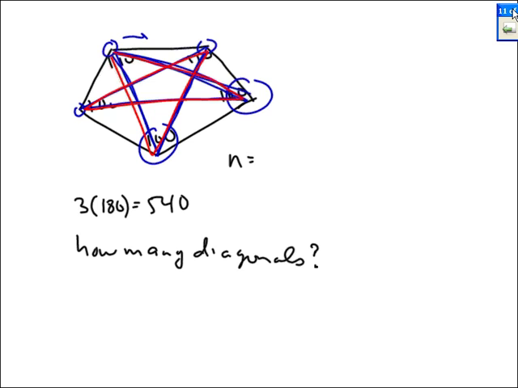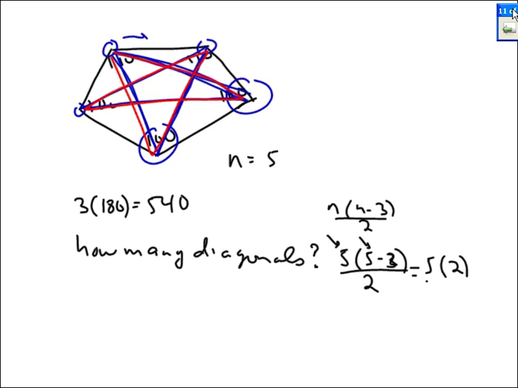Remember, in this case, n is 5. And the formula is n times n minus 3 over 2. And n is 5, so it's 5 times 5 minus 3 over 2. Well, 5 minus 3 is 2. And when you divide by 2, the 2's cancel, so you just get 5. But that's exactly how many I drew.